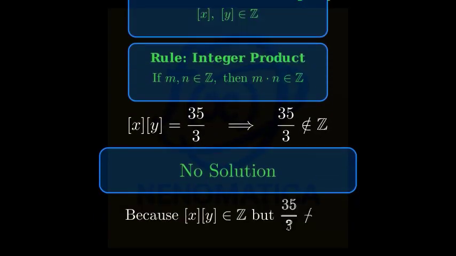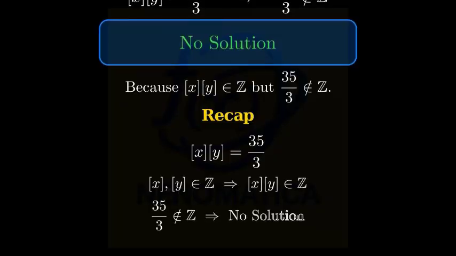Step 3. Conclusion. Since the left side is the product of two integers, it must be an integer. The right side is not an integer. Therefore, there are no values of x and y that satisfy the equation. Recap. We isolated the product to floor of x times floor of y equals 35 over 3. We used the fact that floors are integers and the product of integers is an integer. Because 35 over 3 is not an integer, the equation has no solution.